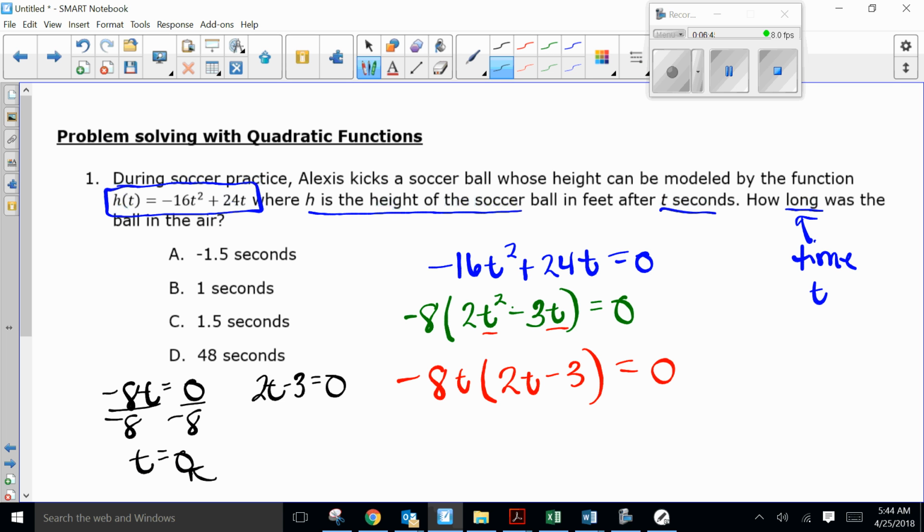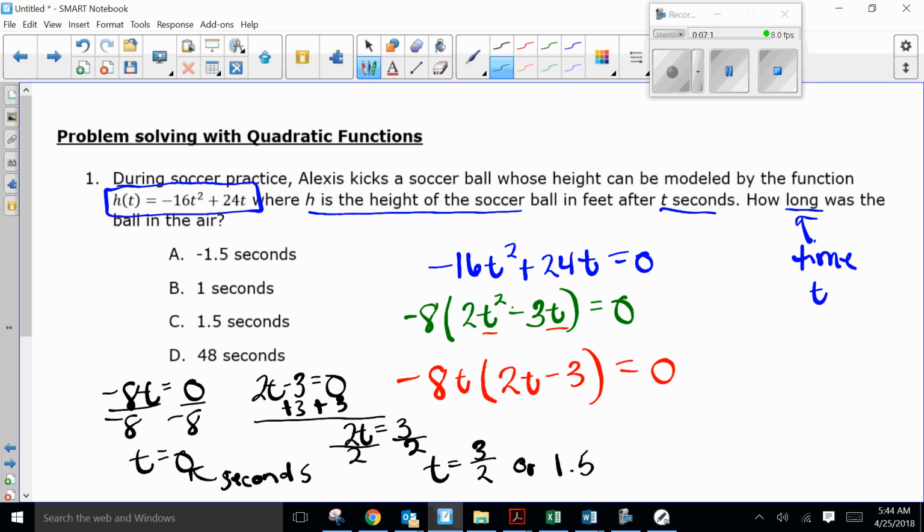And now I'm looking for the next time, so this is 0 seconds. I'm looking for the next time my ball will be on the ground, so I'm going to add 3 to both sides. I have 2t equals 3. And I'm going to divide by 2, and I have t equals 3 halves, or 1.5. So the next time that my ball will be on the ground is at 1.5 seconds. So C.